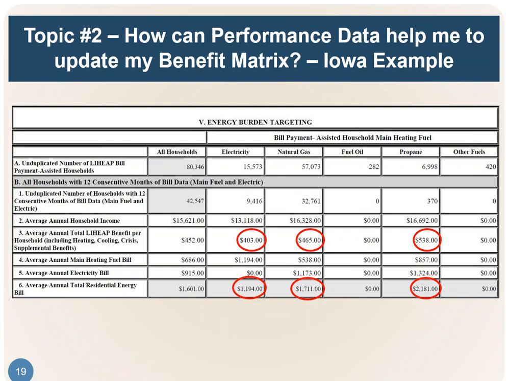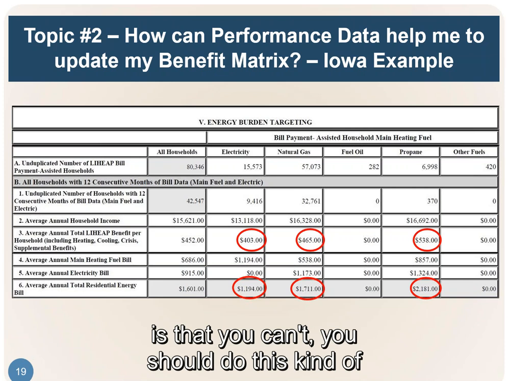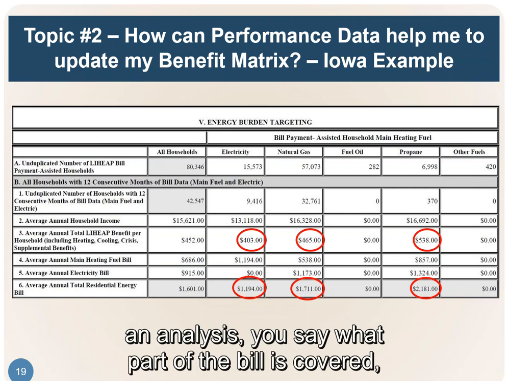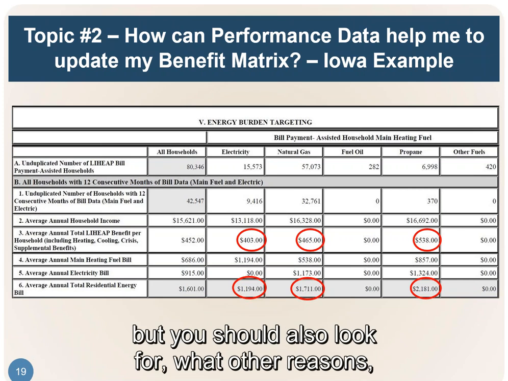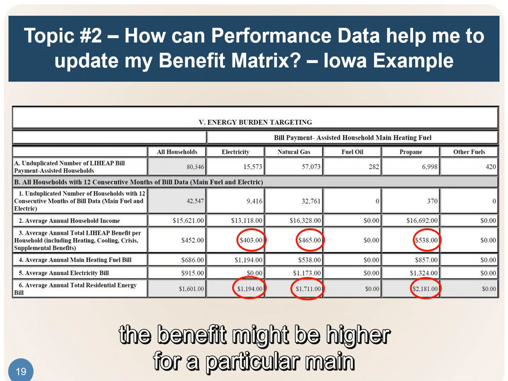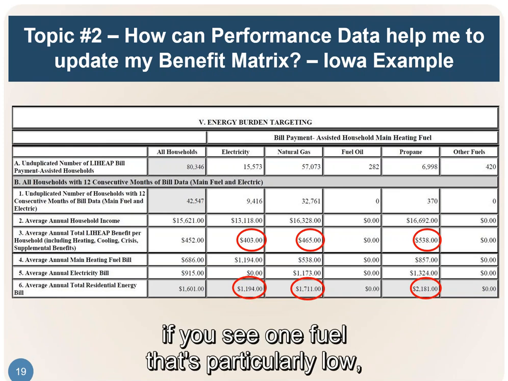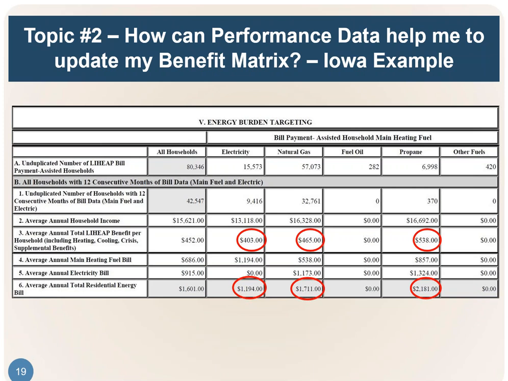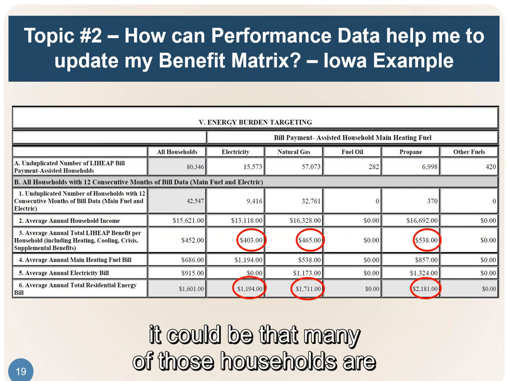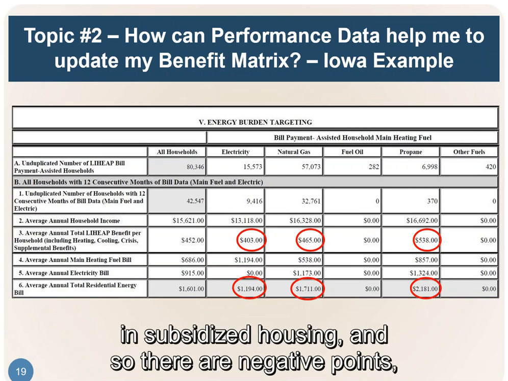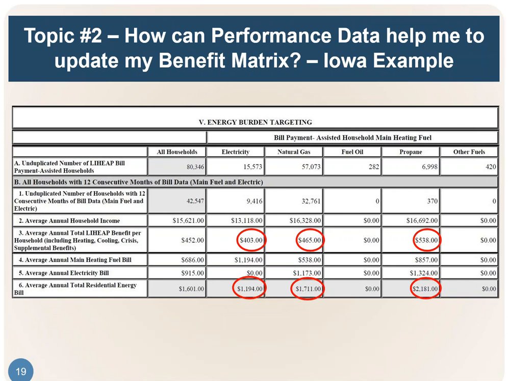I agree with Heather on this, that you should do this kind of an analysis. You say what part of the bill is covered, but you should also look for what other reasons the benefit might be higher for a particular main heating fuel. Maybe if you see one fuel that's particularly low, it could be that many of those households are in subsidized housing, and so there are negative points. That makes perfect sense.